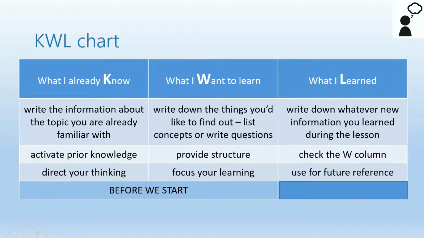Then, you move on to filling in the 3rd column. You write down whatever new information learned during the lesson, and you often refer to the W column to see whether you have answered all the questions and analyzed all the concepts. This L part of the chart is great for future reference because it helps you remember what you learned. The last column is filled at the end of the lesson.